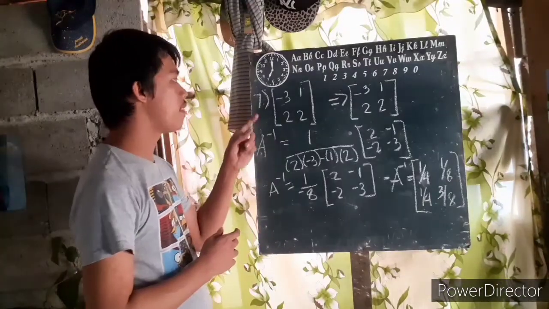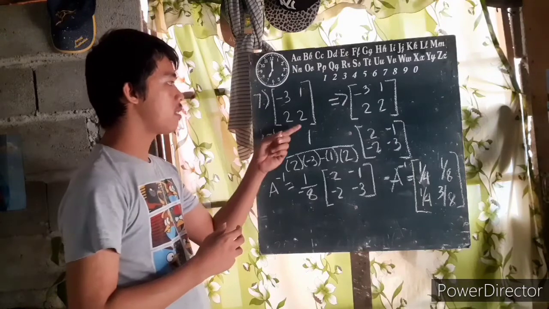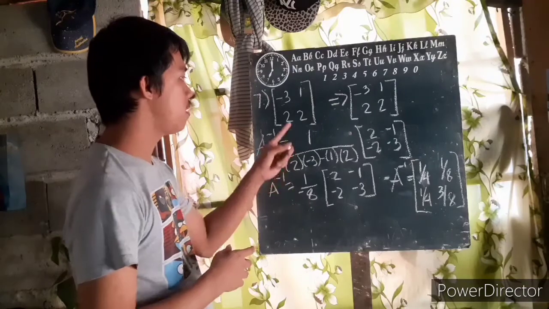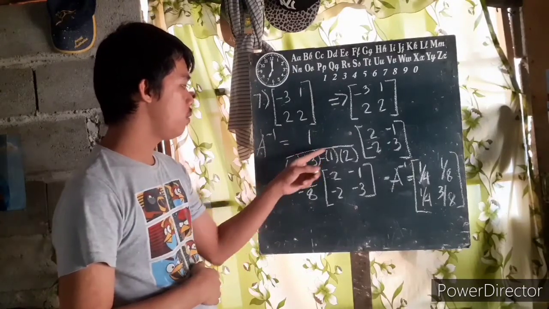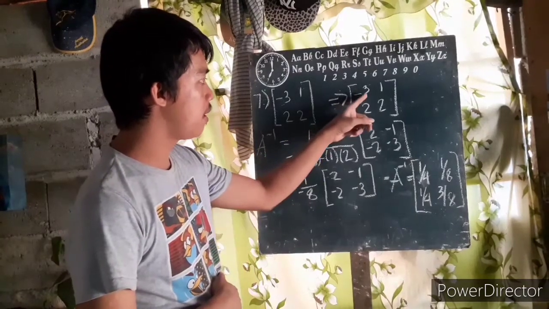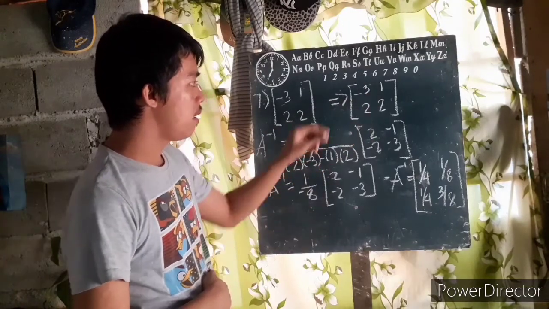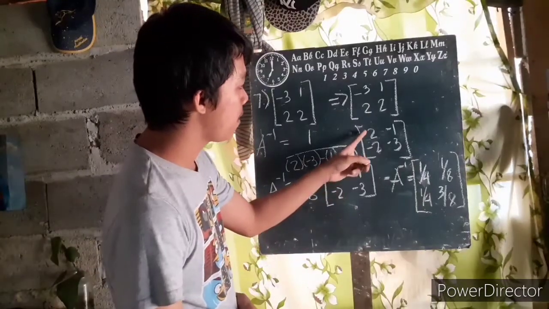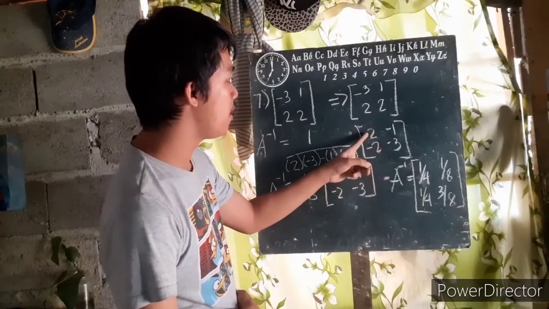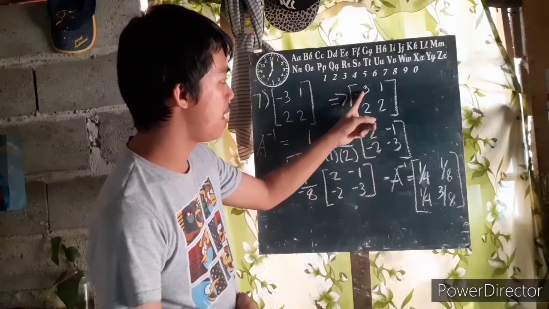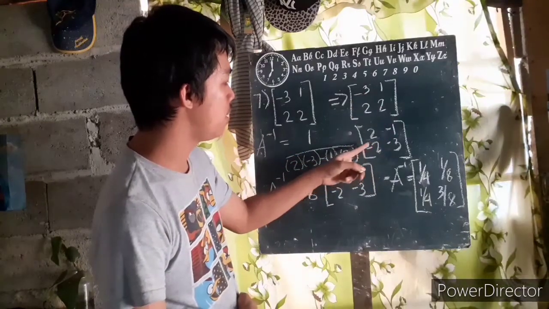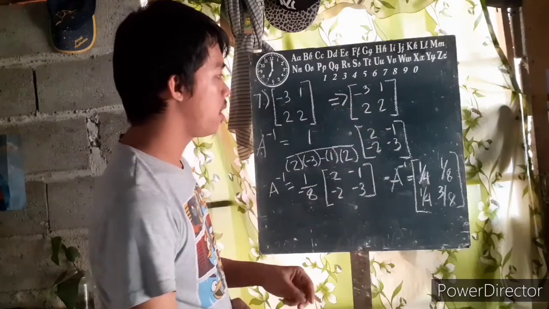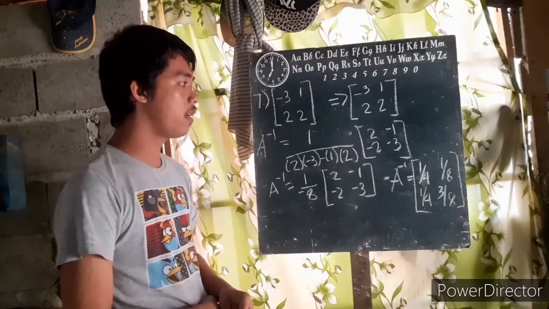And now, number 7, find the inverse of the matrix below, which is negative 3, 1, 2, 2. To find the inverse, we need to divide 1 by AD minus BC, which is 2 times negative 3 minus 1 times 2. Then multiply by the matrix 2, negative 1, negative 2, and negative 3. To get this, we need to interchange A and D. Then to get negative 1 and negative 2, we multiply B and C by negative, so we get negative 1 and negative 2.